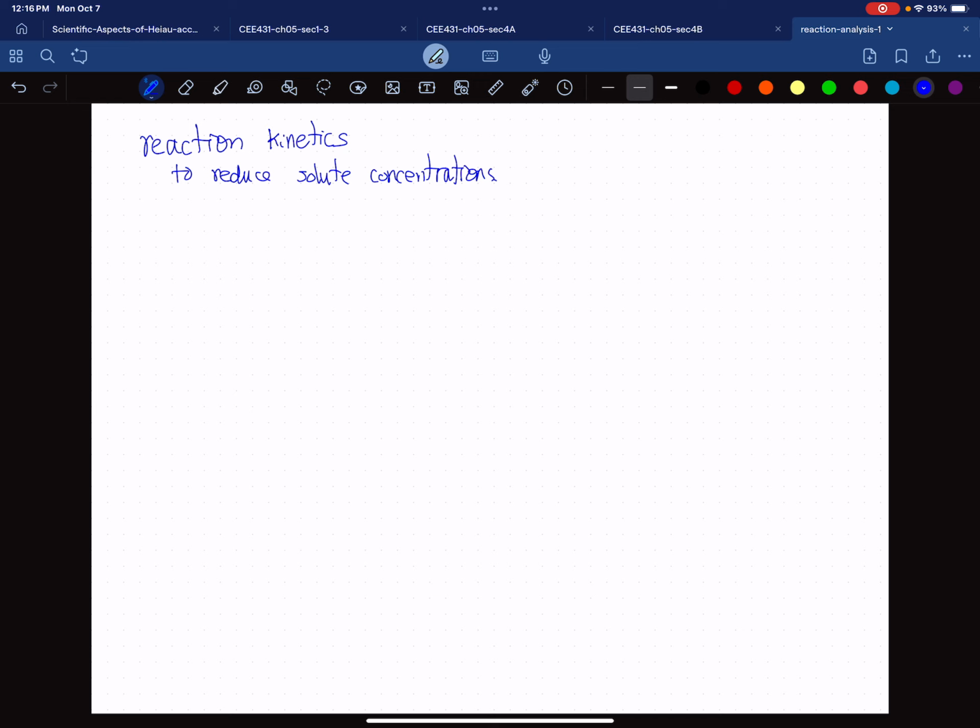In mathematics, it is usually given as first order ordinary differential equations such as dc over dt equals negative k times c. So this is the first order reaction, simply because it is c to the power of 1. So in general, we could say it is equal to negative k sub n times c to the power of n. That is actually the nth order.